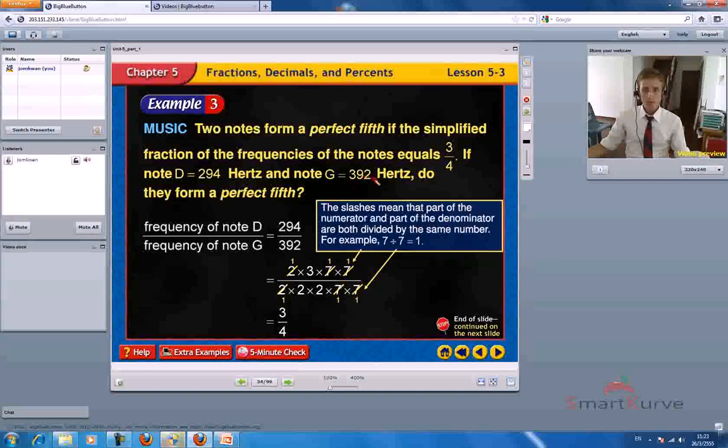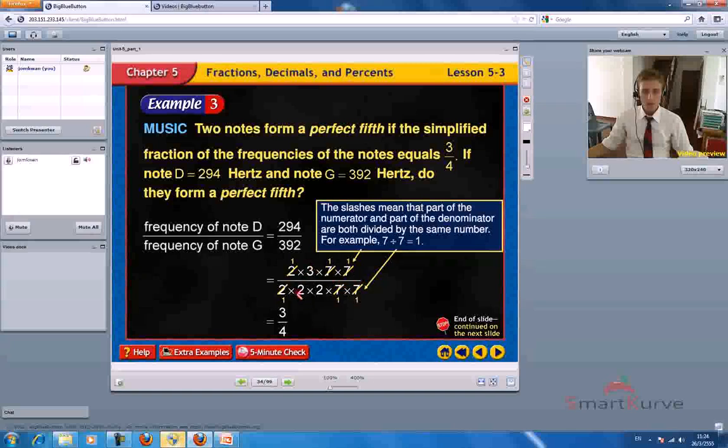Two notes form a perfect fifth. Two notes form a perfect fifth if the simplified fraction of the frequencies of the notes equals 3/4. If note D equals 294 Hertz and note G equals 392 Hertz, do they form a perfect fifth? Frequency of note D, 294, over frequency of note G, 392. The slashes mean that part of the numerator and part of the denominator are both divided by the same number.